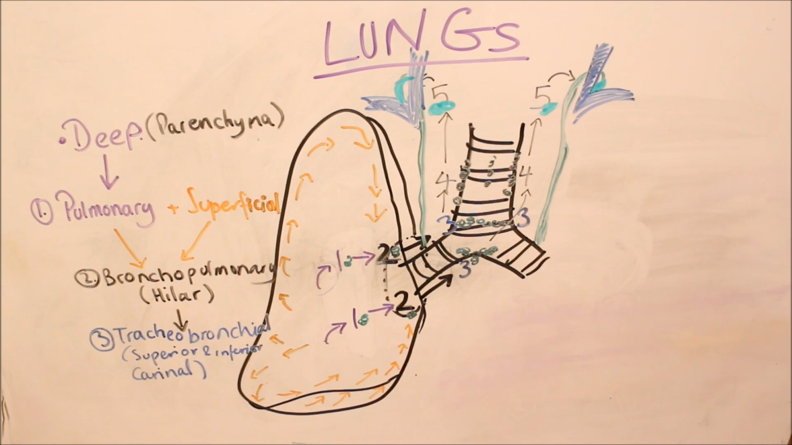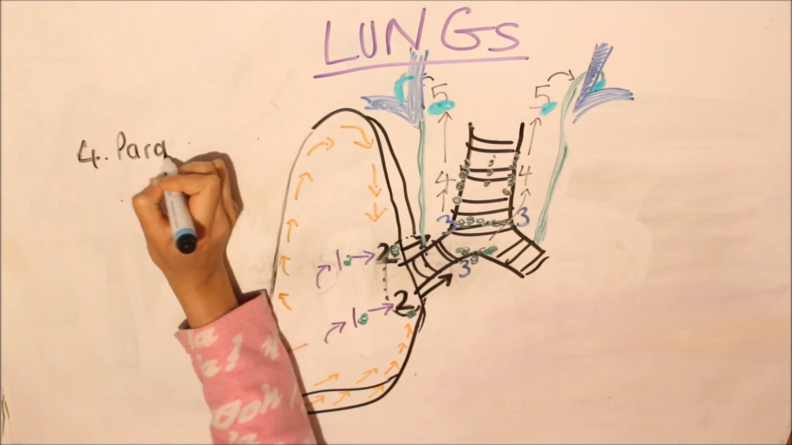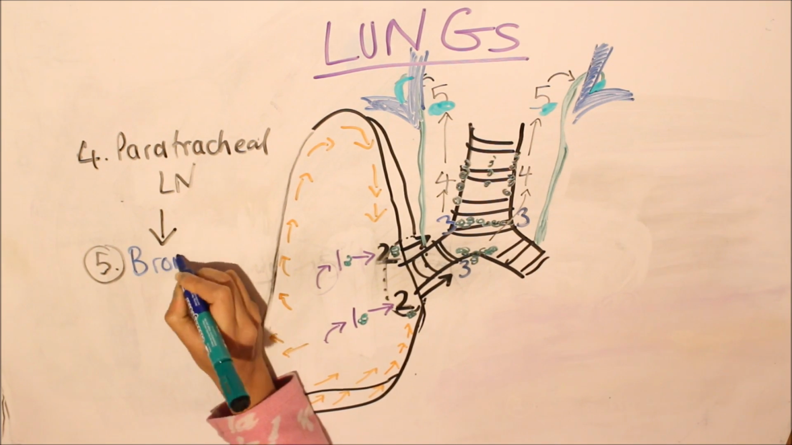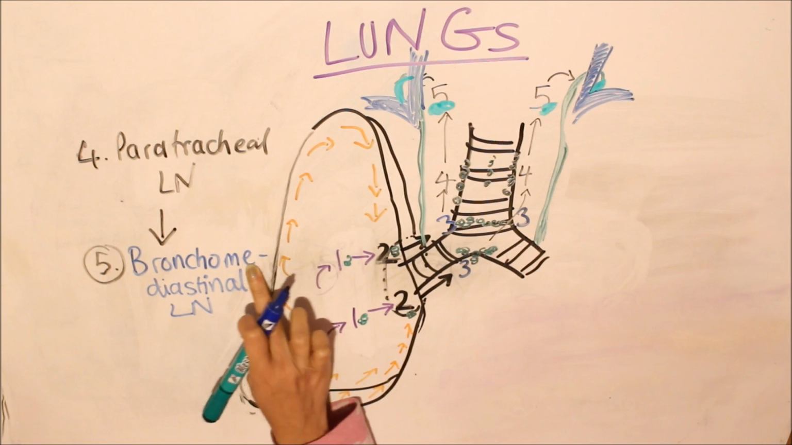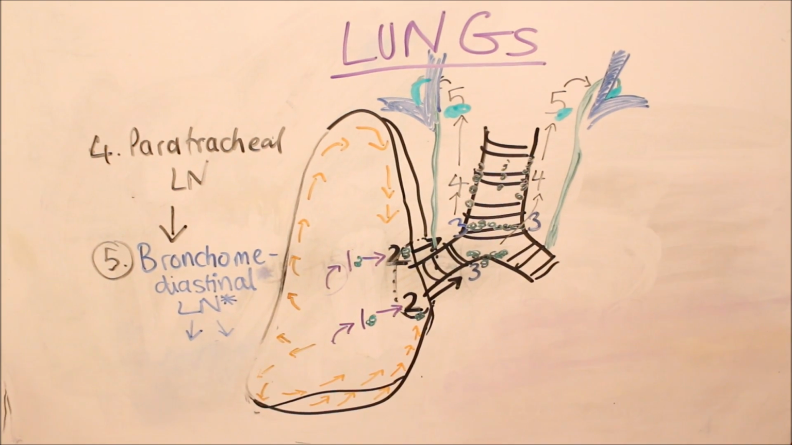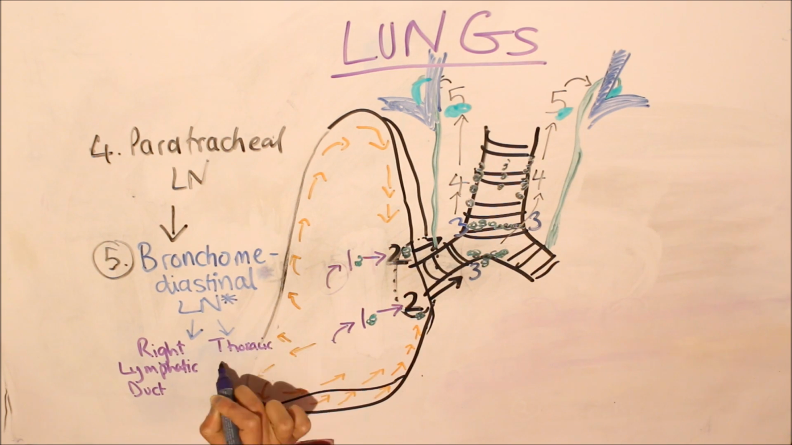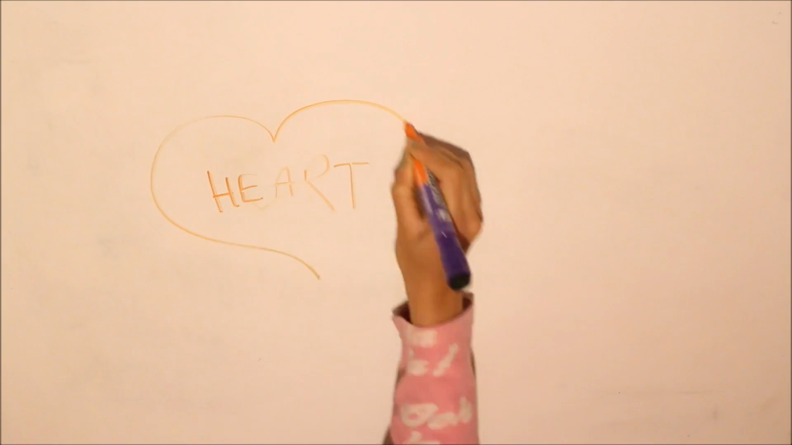This drains to the tracheobronchial lymph nodes. Remember this for later. The tracheobronchial lymph nodes are divided into supra and infracarinal nodes. This drains to the paratracheal lymph nodes. Paratracheal nodes drain to the bronchomediastinal lymph nodes. Remember these for later too. Which again drains to the venous angles via the right lymphatic duct and the thoracic duct respectively.